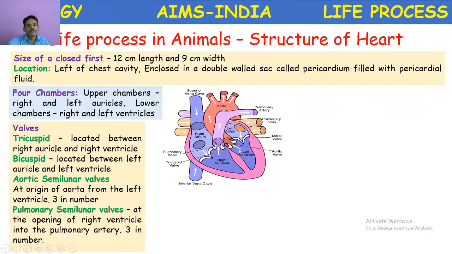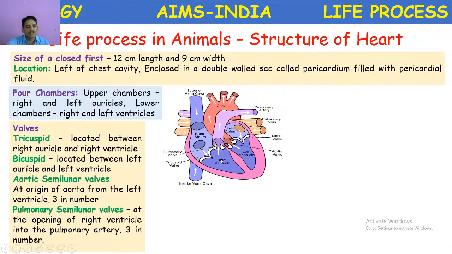Okay. Next, the aortic and pulmonary valves. These two are semilunar valves. The aortic valve is present at the junction of the aorta, at the origin of the aorta. This aortic valve is a semilunar valve. Three cusps are present. It allows blood from the left ventricle to the aorta or systemic artery, from where it is distributed to all parts.